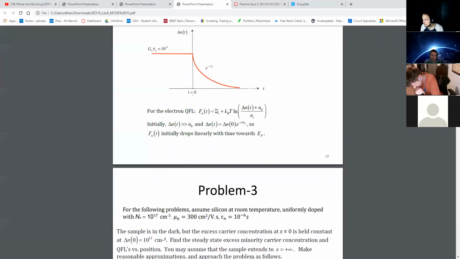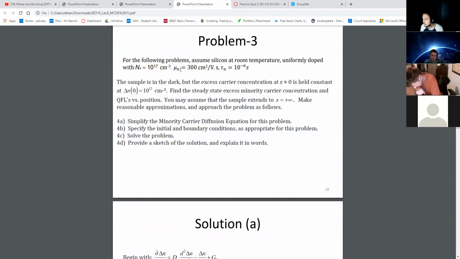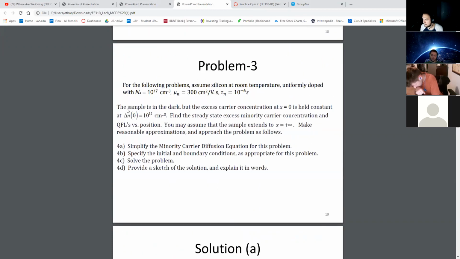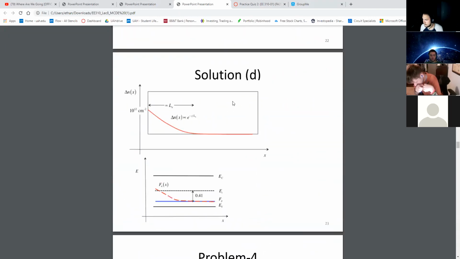FNT drops linearly. Let me look at this FN. This is relating it to something. Yeah, this is relating this to this. We don't need to do that. Yep, this is similar to question 3 on the homework. Yeah, all these things. All right, so I think we have everything.